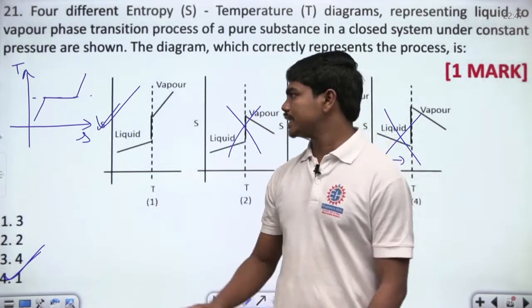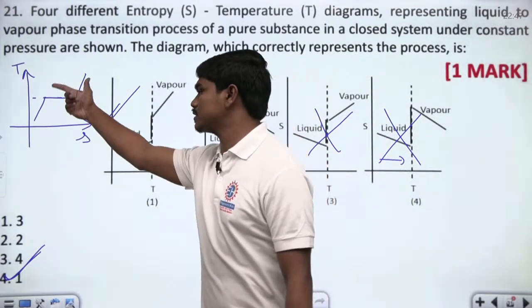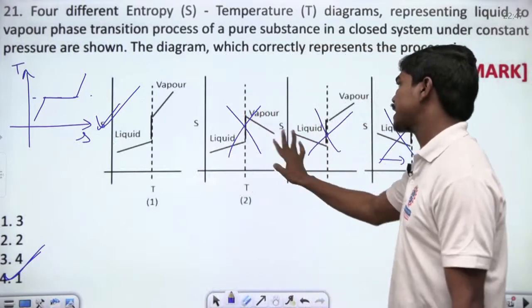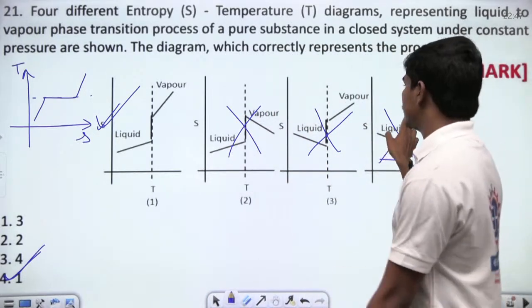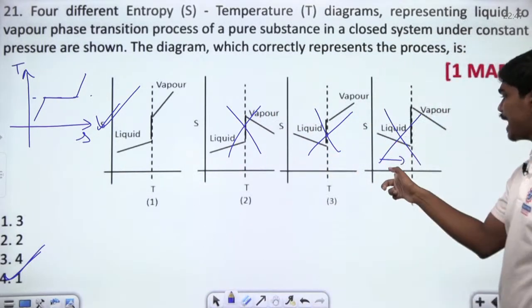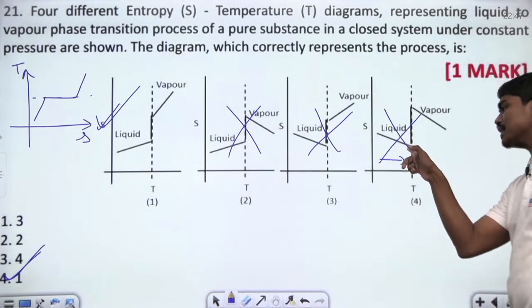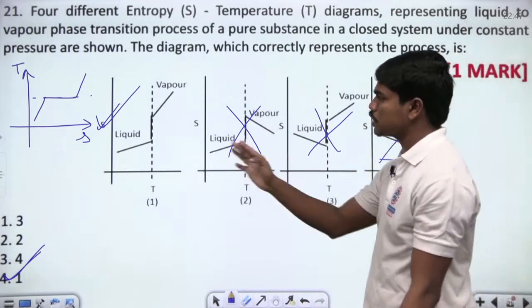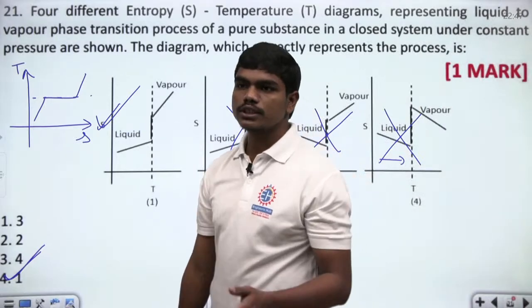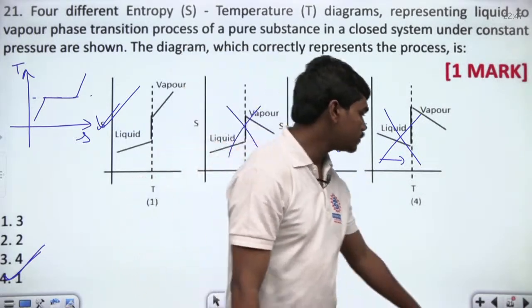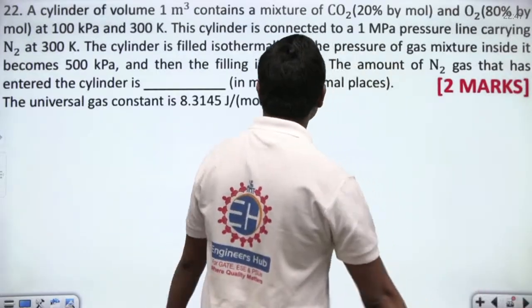Okay, the only logic is these two lines don't intersect in general, correct? But here in these two diagrams the lines are intersecting, of course, and here in these two diagrams, as temperature is increasing, your entropy is decreasing, which cannot be the case. So this is wrong and this is always correct. So let's go for the last question of this module. This is the last question that we have.